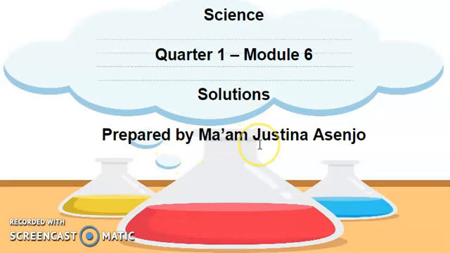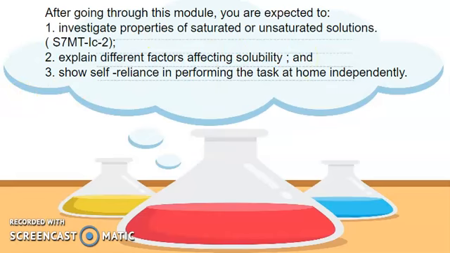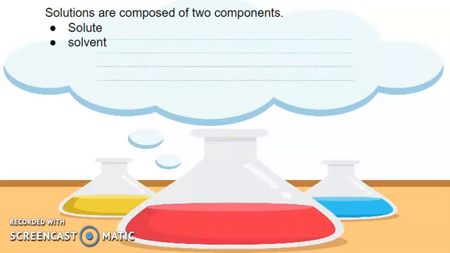Alright, so our topic is all about solutions. This is already module 6 of our quarter 1 lessons. The following are our objectives. First is to investigate properties of saturated or unsaturated solutions. We're also going to mention supersaturated solutions. Second, we're going to explain different factors affecting solubility. And third, we're going to show self-reliance in performing the task at home independently.